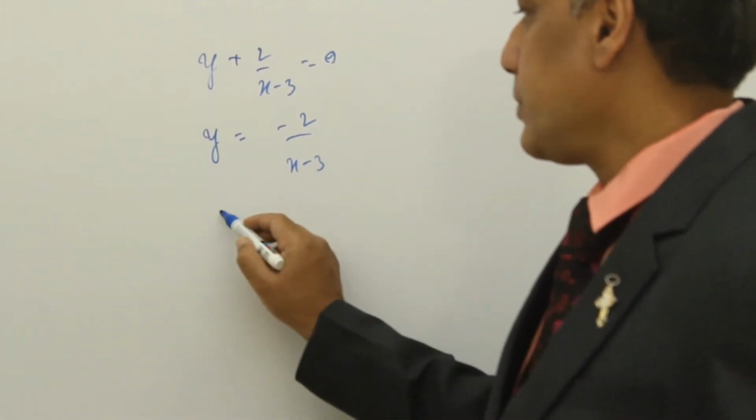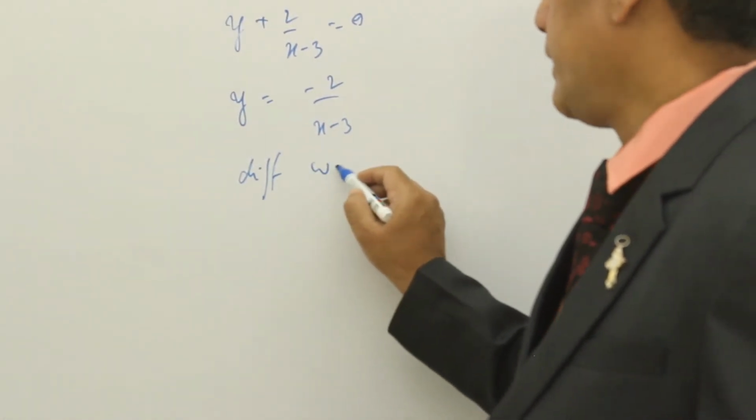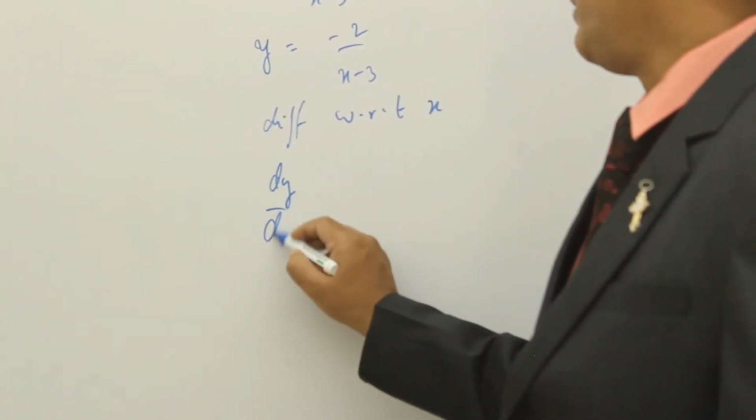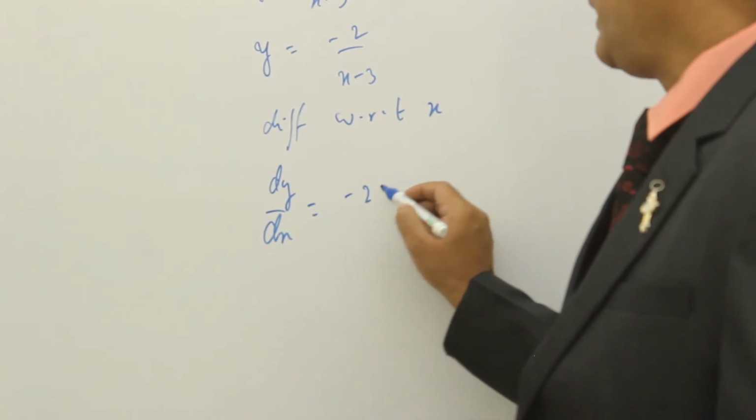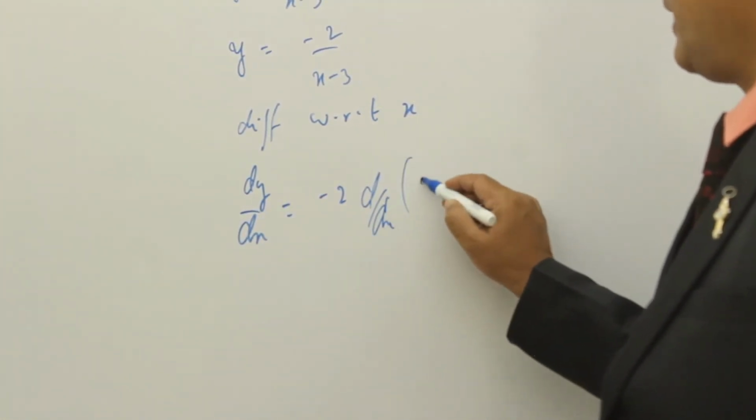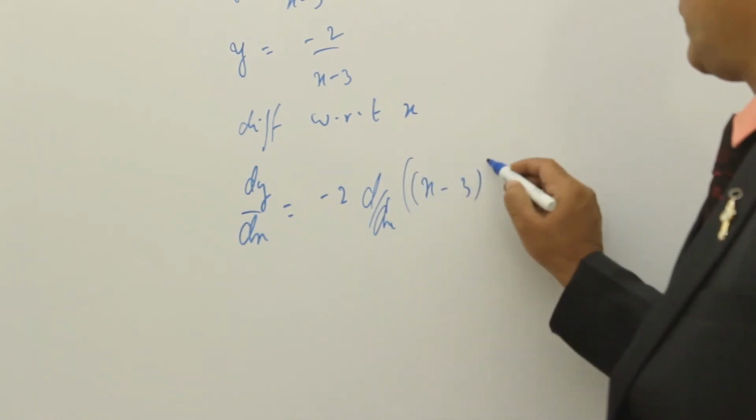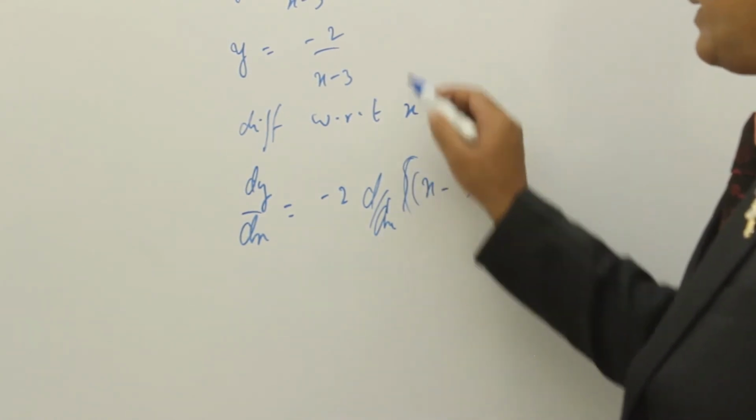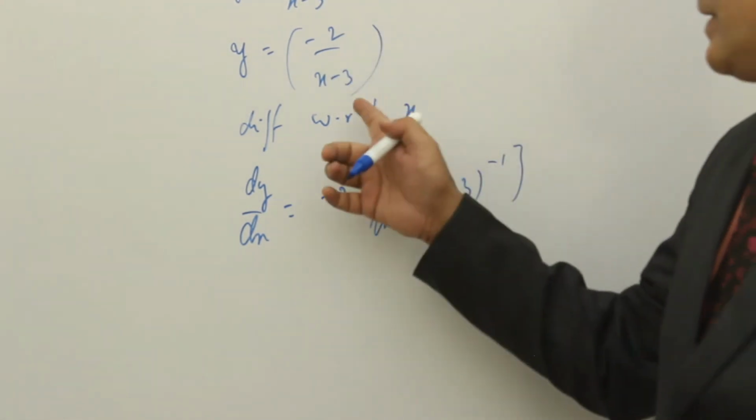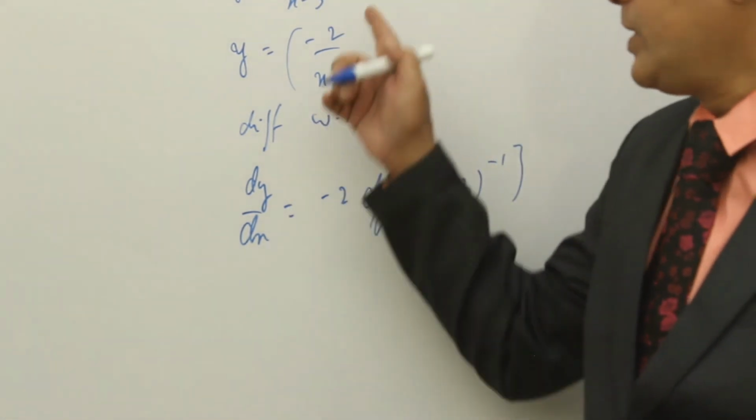So now this equation you differentiate with respect to x. So you'll be getting dy by dx is equal to minus 2 you take common, then d by dx of x minus 3 all to the power minus 1. Take it this way. Don't take it as a quotient rule, because in the numerator you have a constant, denominator you have a variable, though it is a fraction.